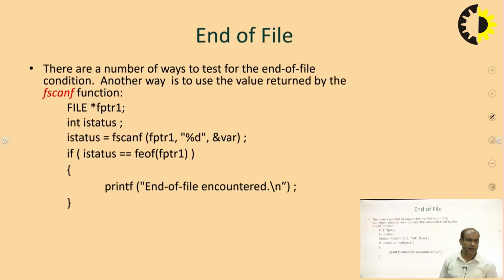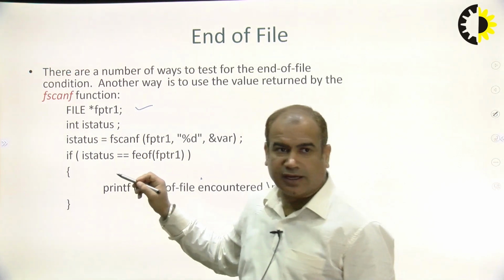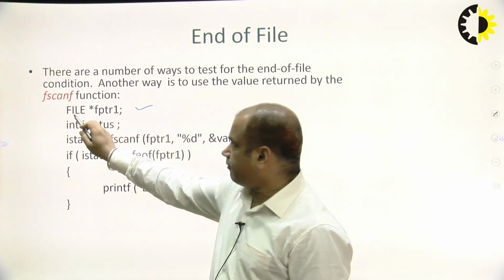Next important concept is end of the file. End of the file indicates the ending position of that file. There are a number of ways to test the end of file condition. Another way is to use the value returned by the fscanf function. So we are defining the file pointer.